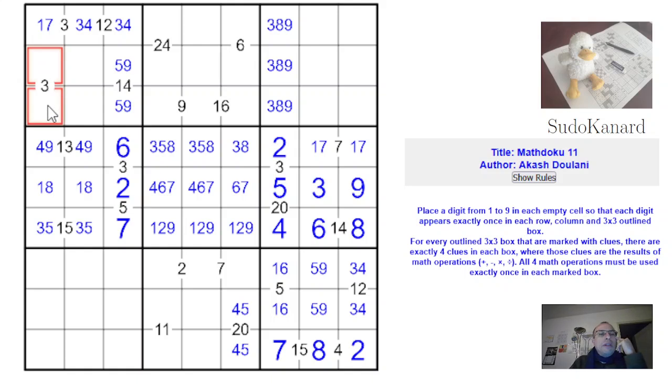Or it could be a difference. 8 minus 5 is not available. 6 minus 3. Actually, I don't think any subtraction here would work, because 9 minus 6 and 6 minus 3 are not available. 8 minus 5 and 5 minus 2 are not available. We are left with 7 minus 4 or 4 minus 1, but none of them is available. So this has to be a division, and this has to be a subtraction, so that this is 4, this is 3, and we're left with a 9 here, 4 there.